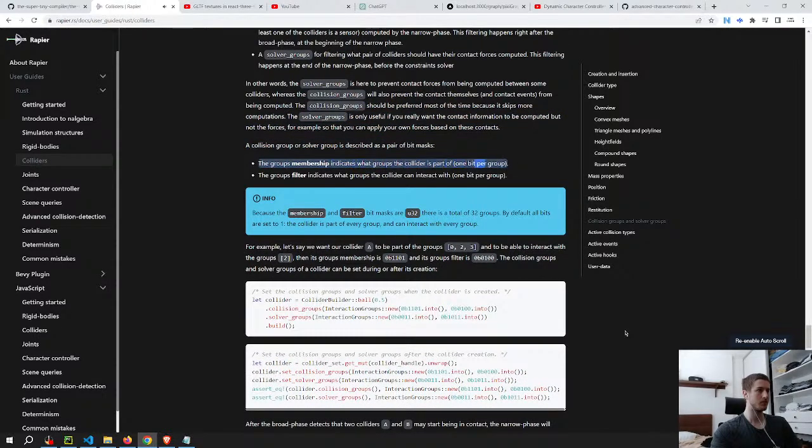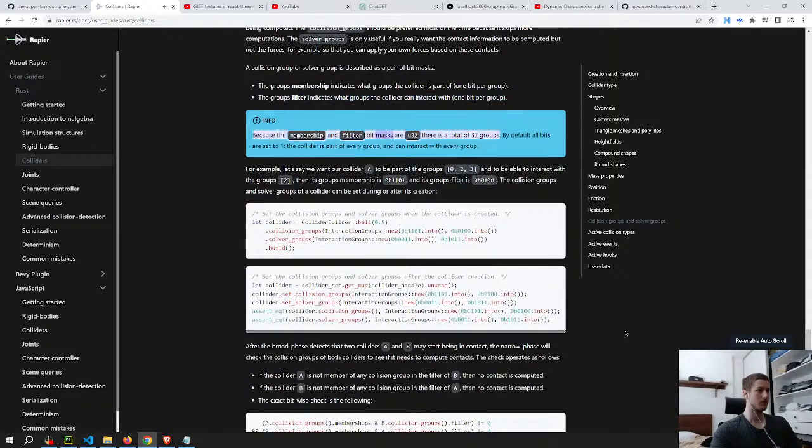A collision group or solver group is described as a pair of bits. The group's membership indicates what groups the collider is part of, one bit per group. The group's filter indicates what groups the collider interacts with, one bit per group. Because membership and filter are 32-bit masks, there's a total of 32 groups. By default, all bits are set to 1. The collider is part of every group and can interact with every group.